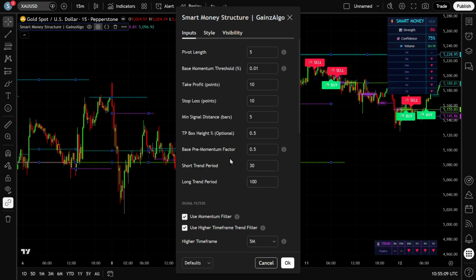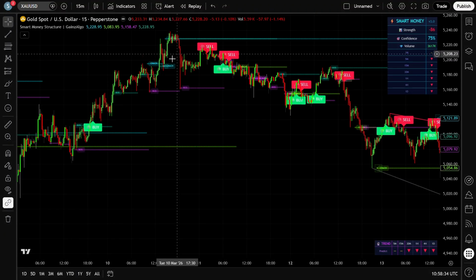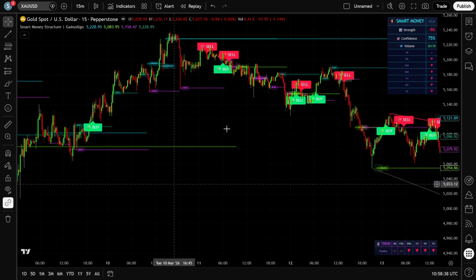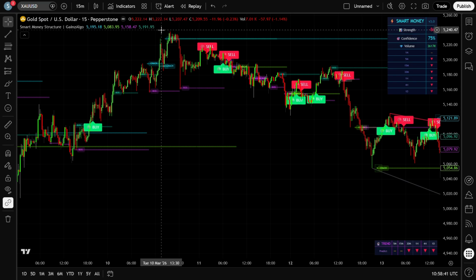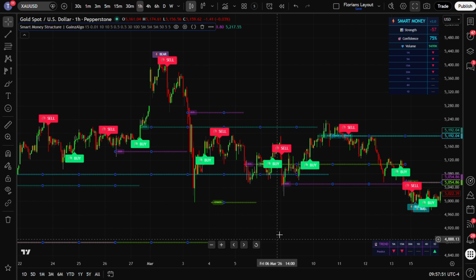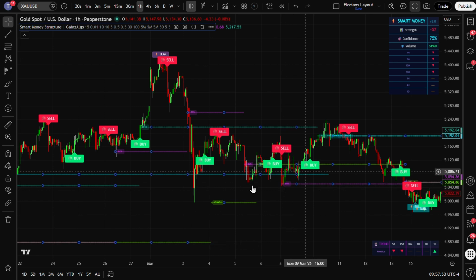By default, it's set low, which means the indicator picks up every minor swing on the chart. The result? Change of character and break of structure signals everywhere. It looks active, but it's mostly noise. Increase the pivot length to 15, and the chart cleans up instantly. Only the significant structure points remain, the ones that actually matter.